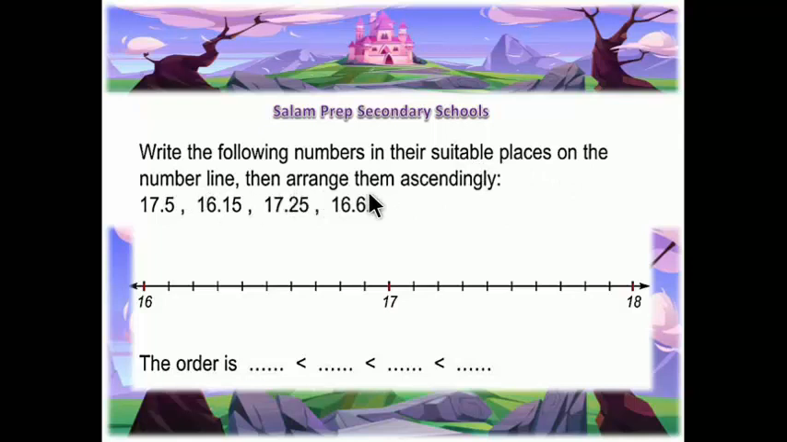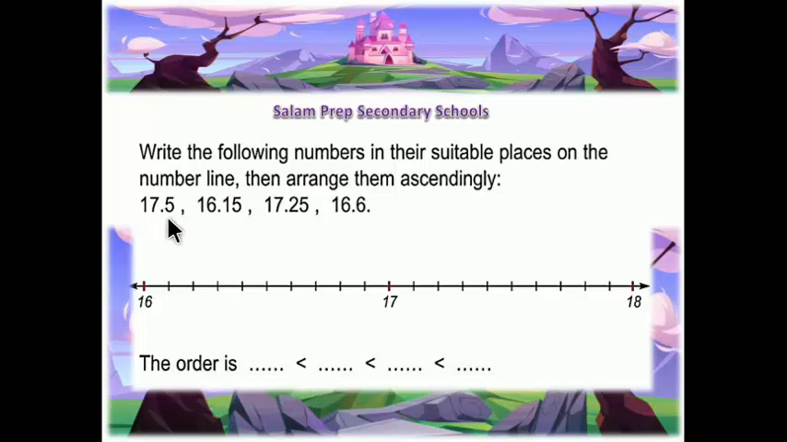Write the following numbers in their suitable places on the number line. Then arrange them in ascending order. Ascending order means from the smallest to the greatest. Please look at this order: space, smaller than, space, smaller than, space, smaller than, space. Smaller than sign means ascending order from the smallest to the greatest.